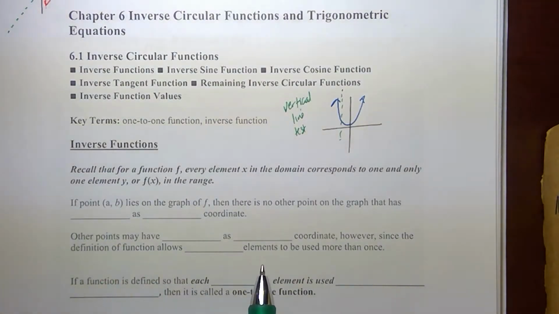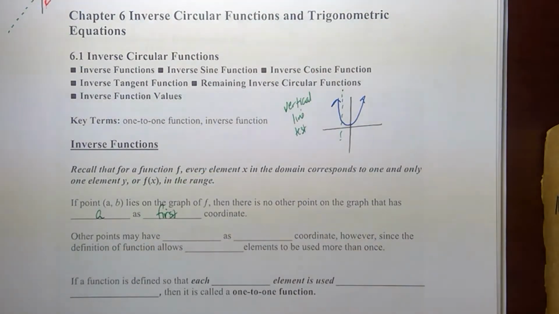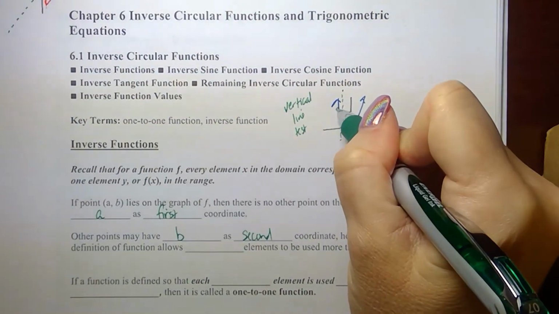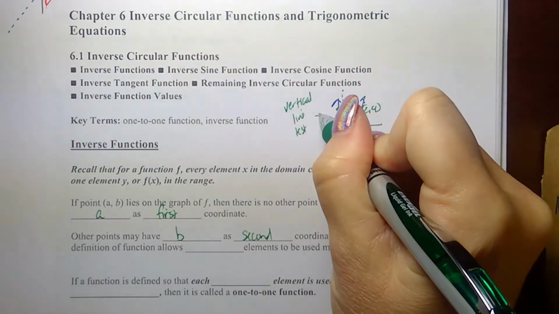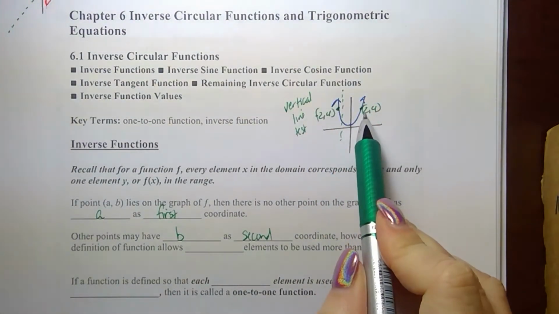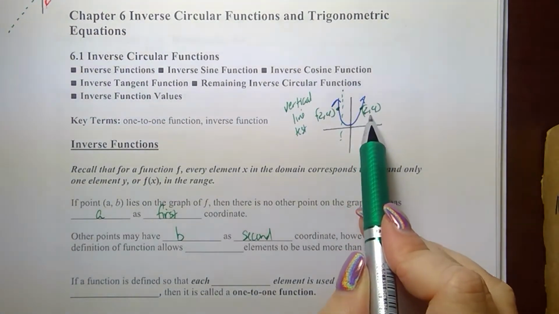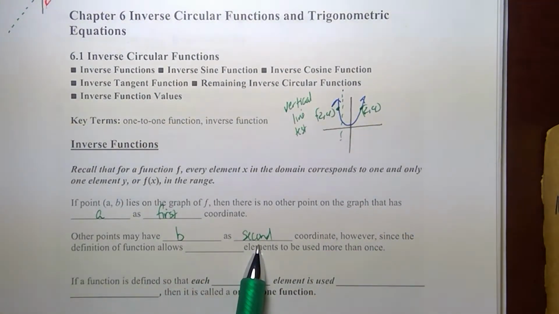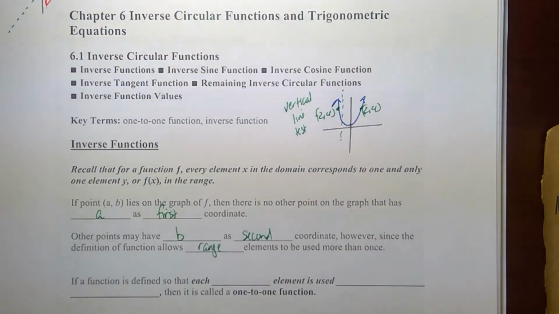What this means is, if a point (a, b) lies on the graph of f, there's no other point on the graph that has a as the first coordinate. Other points may have b as the second coordinate. For example, right there. Let's say this point is (2, 4), and this point is (-2, 4). This is the only point on the graph that has 2 as the first coordinate. But 4 is repeated over here. So other points may have b as the second coordinate. However, since the definition of a function allows those range elements to be used more than once, it's okay.